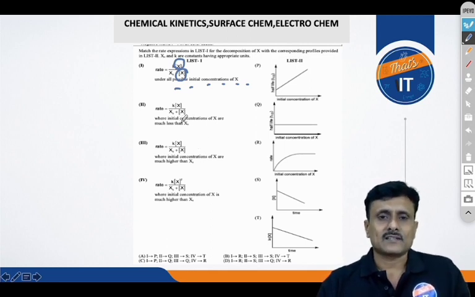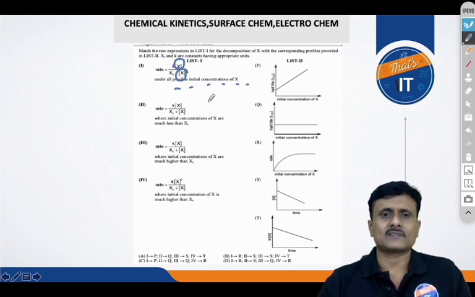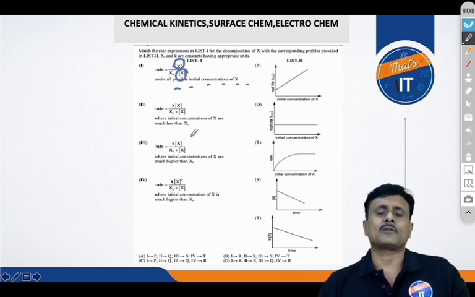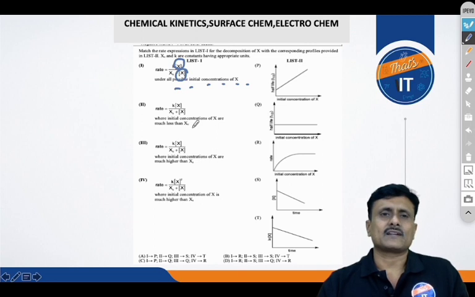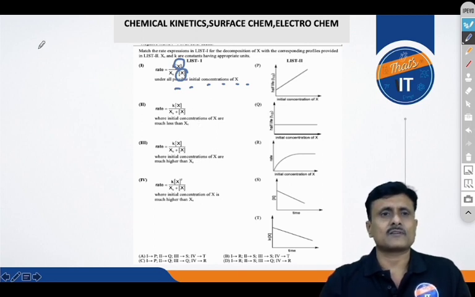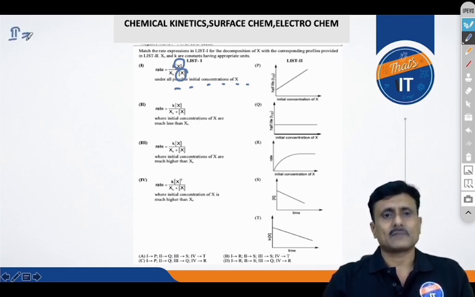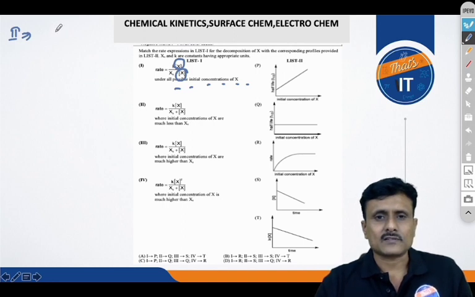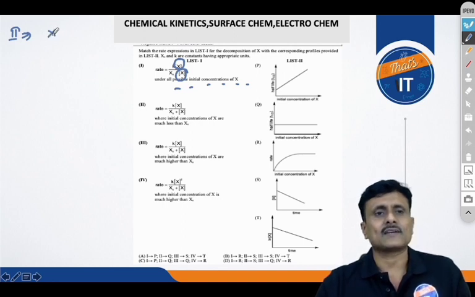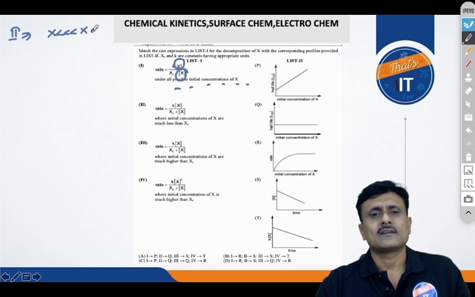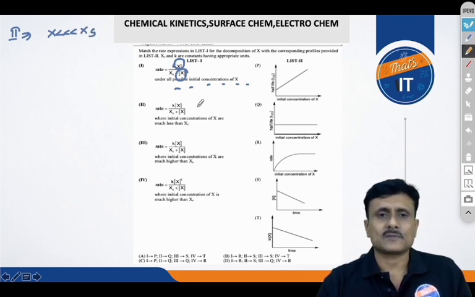You can see that the initial concentration of x is much less than that of xs. Xs is the concentration of the reactant after some time. So, for 2, it is mentioned that the initial concentration of x is much less. So, the x value is much less than xs. From this expression you can see x can be neglected.